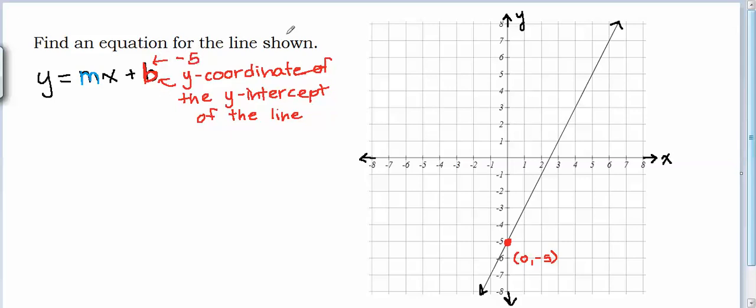So we can start setting up our equation, which is going to look like y equals m, we still need to know m, times x, but now we know it's plus a -5, so we could write plus -5, or we could just go ahead and write -5. So we found our b. Now let's think about how to find our m. The way to find m is to find the slope of the line.